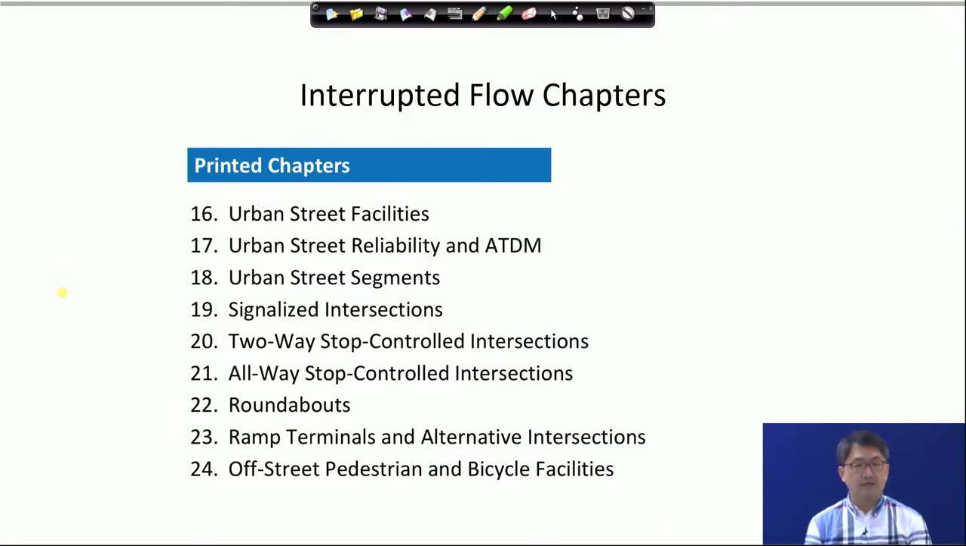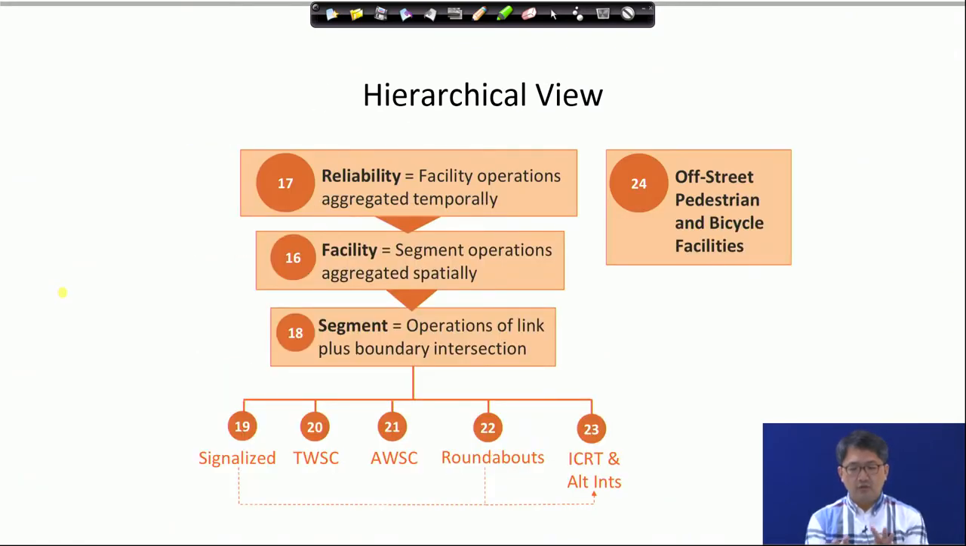These are just new chapters added in the Highway Capacity Manual. So the new chapters, as you can see here, are fairly well organized. Reliability is covered pretty much everywhere. And we look at each facility segment, and in each segment we look at the operations of the intersection boundaries, and we have signalized, two-way stop controlled intersections, all-way stop controlled intersections, roundabouts, interchanges, and other alternative intersections. And on a separate note, pedestrian and bicycle facilities are also being considered.